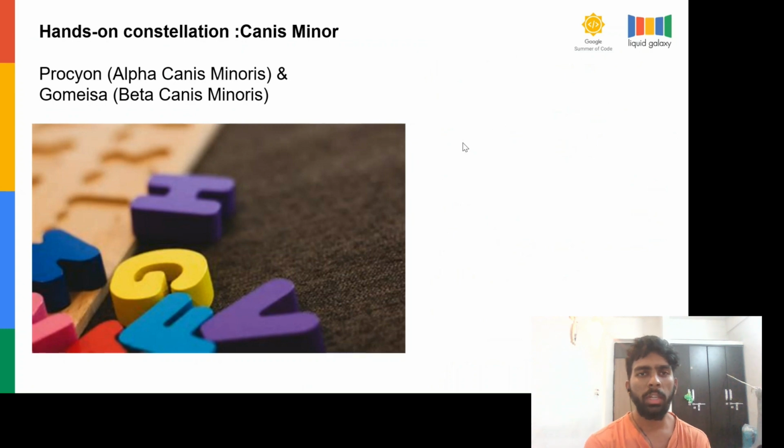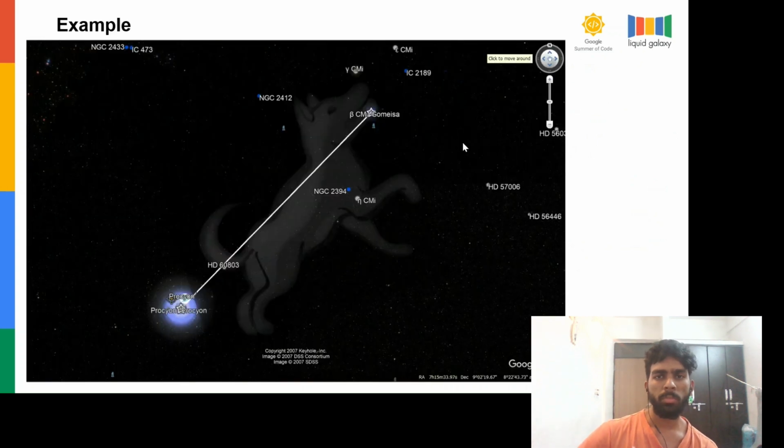Okay, so now we'll do a hands-on for the constellation of Canis Minor. You can Google it. I think it's the smallest constellation, I mean, the one with the fewest stars. It is made from Procyon and Gomeisa. Pardon me if I'm pronouncing it wrong. Let's go to the tutorial. It should look something like this: one star, the other star, and an image overlay.